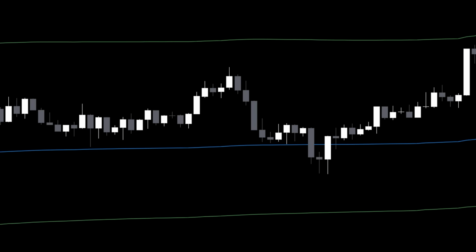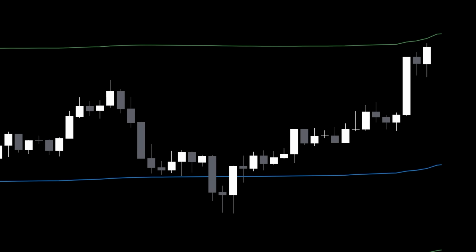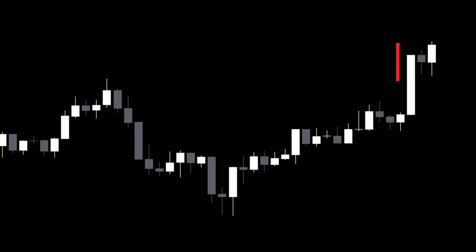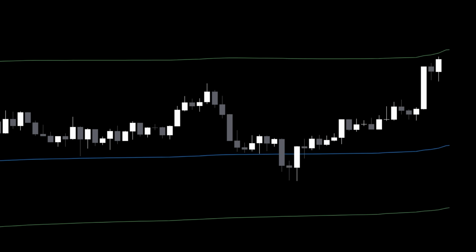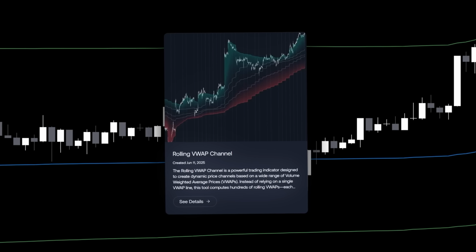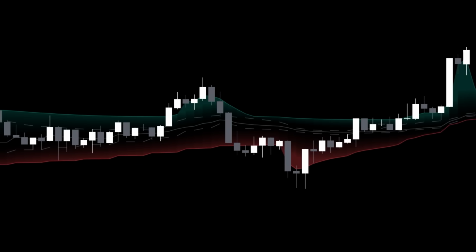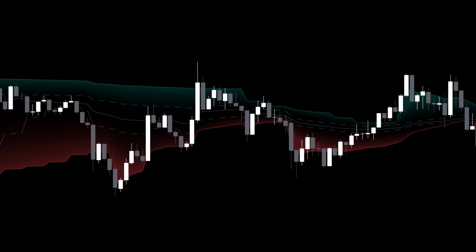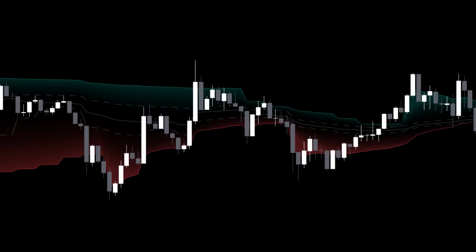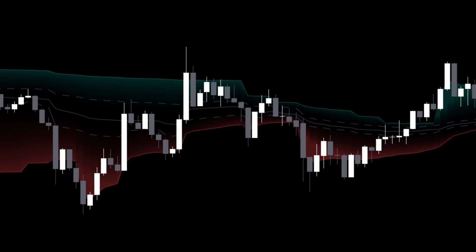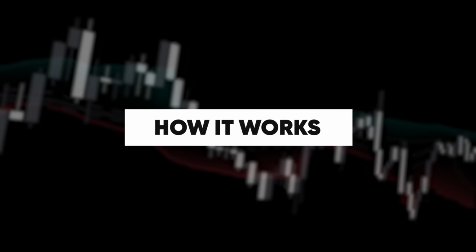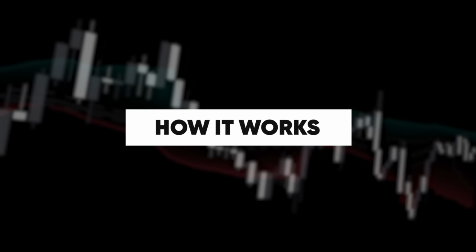Ever wonder why your anchored VWAP levels get steamrolled while price magically respects zones you never marked? That's because you're seeing just one layer of the market. The Rolling VWAP channel changes that. It doesn't draw one line, it maps hundreds, then turns them into percentile bands so you can see where price is truly stretching, reverting, or magnetizing toward volume gravity. In this quick walkthrough, we'll show you how it works and a clever way to use it like a pro.